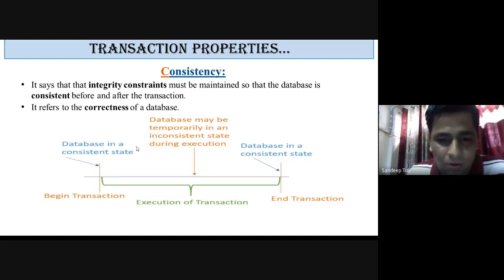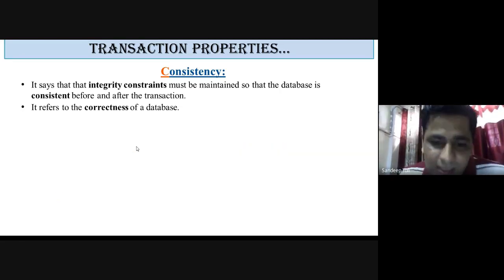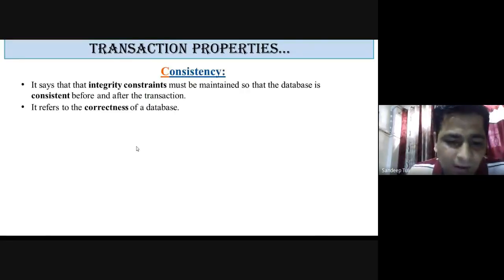Is it clear now? Like what is actually consistency? Or do I need to explain it again? Please tell me fast.